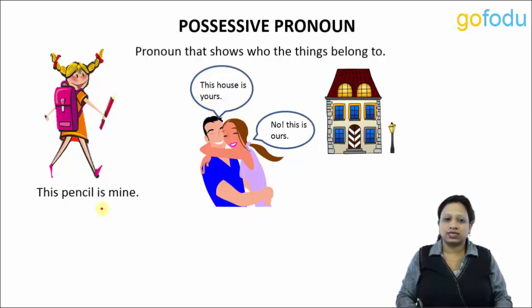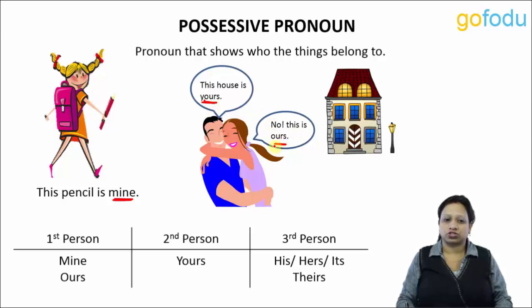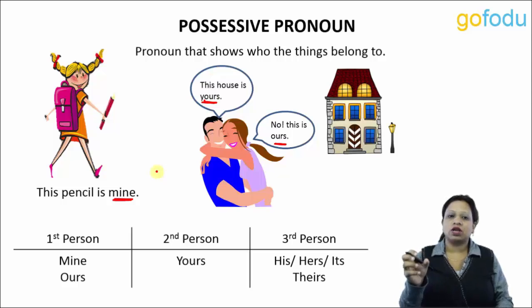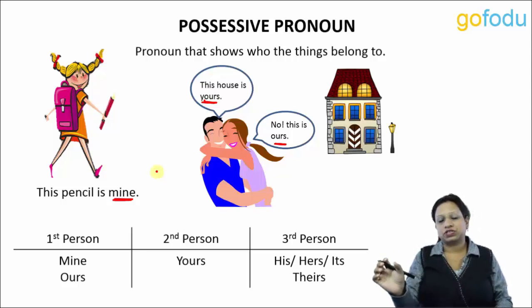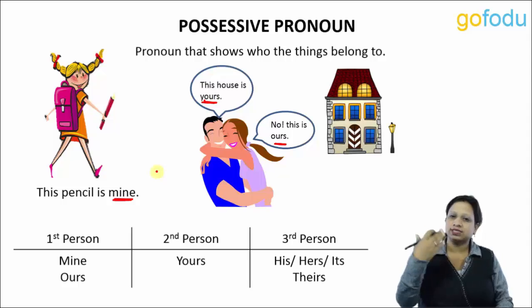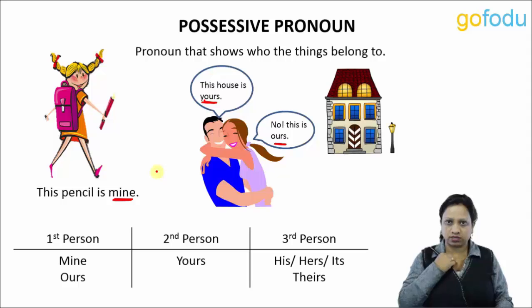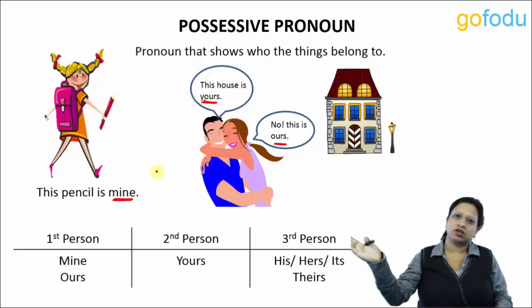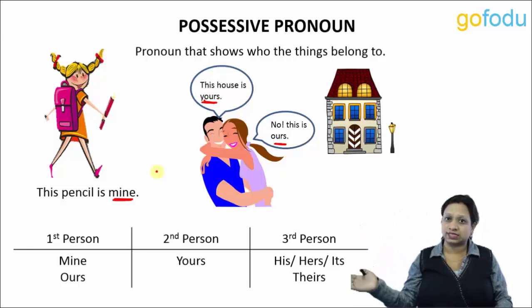In this sentence, "mine" shows the possession of the pencil by this girl. "This house is yours." Over here, "yours" shows a possession. "No, this is ours." This shows a possession. So for possessive pronouns, you have three categories based on person: first person, second person, third person. The first person possessive pronoun will be mine, and if plural, it will be ours. Second person, it will be yours. Third person will be theirs or his, hers, its.